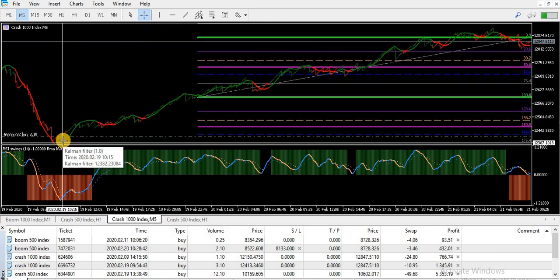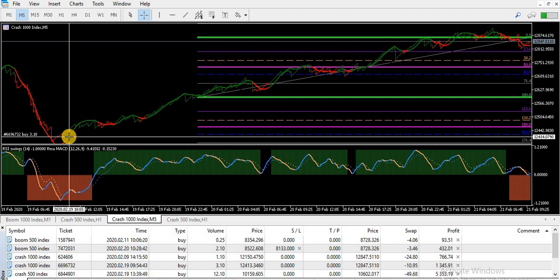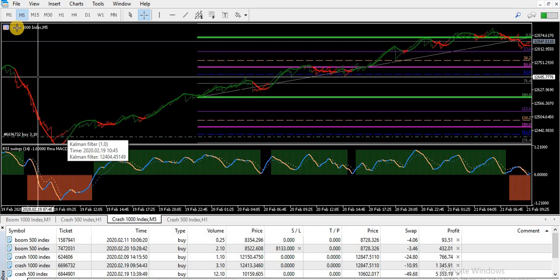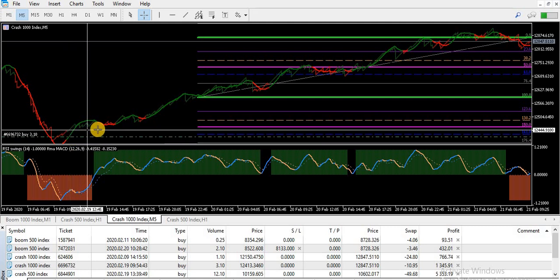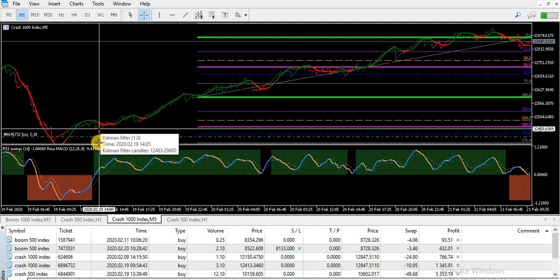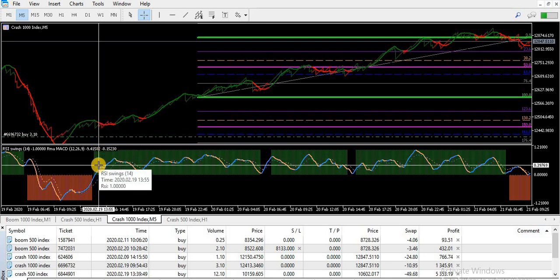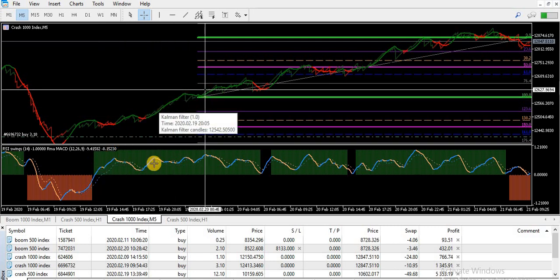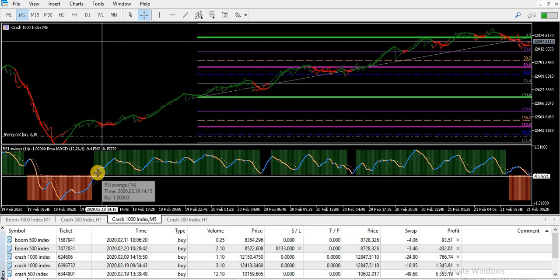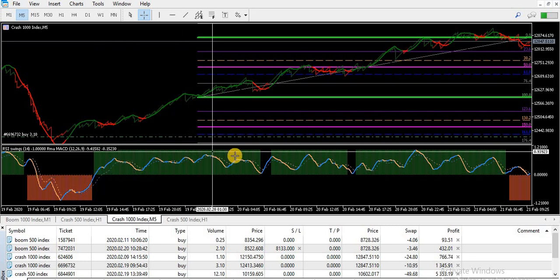First of all, look here, our system told us the market is going to buy, and we placed our trade from this point, Crash 1000. From this point we entered, and also look here, the RSI 14 period also told that the market is going to buy, and the MACD also confirmed the uptrend.